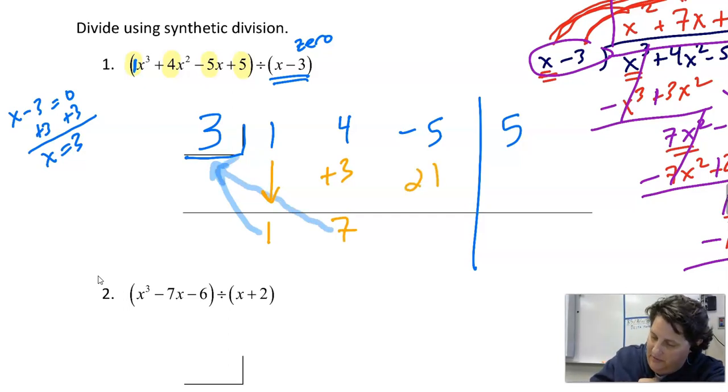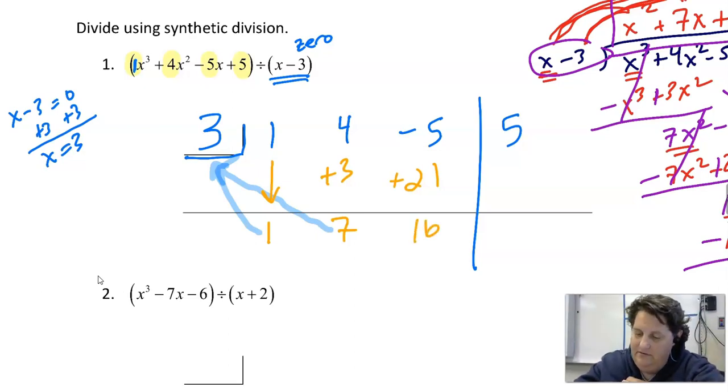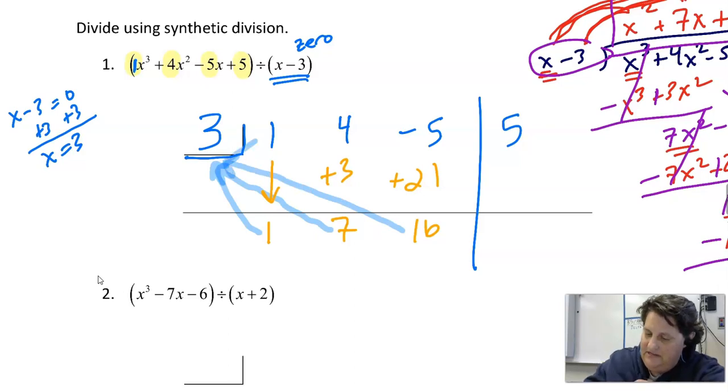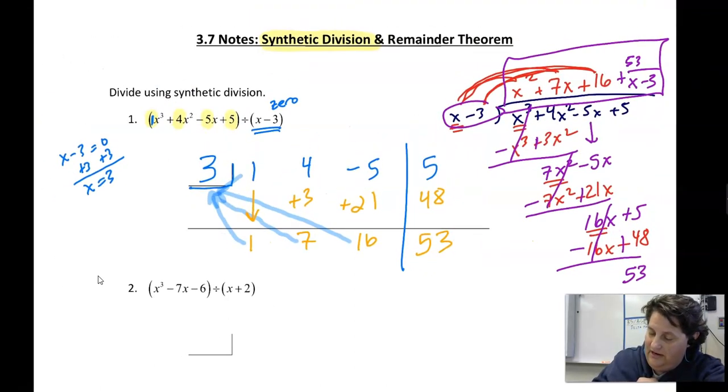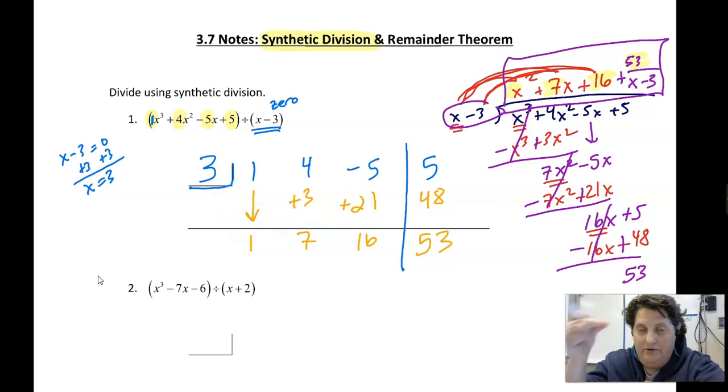7 times 3 is 21. Add. That's 16. Multiply that. 16 times 3 is 48. Add. That's 53. Those numbers look kind of familiar. Let's look over here. Look. 1, 7, 16, 53. It does it so much faster, and you guys can get like really quick at this to where you're able to do synthetic division very quickly, all right?